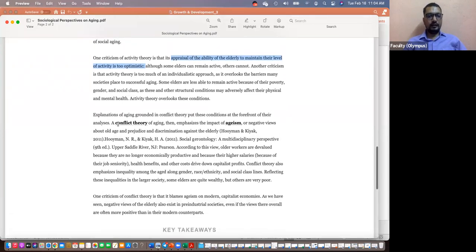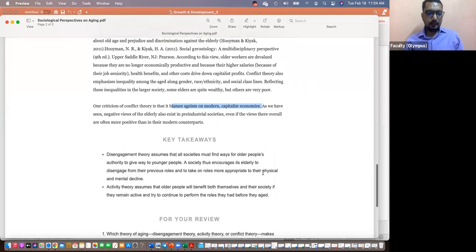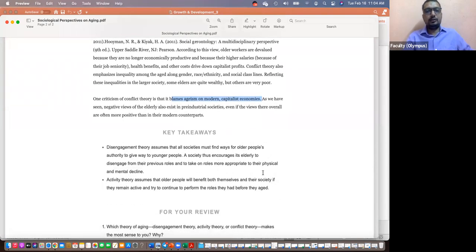Like for conflict theory, there's an age-based bias that we talked about. One criticism for conflict theory is that it blames ageism on modern capitalist economies. So we cannot blame the concept of aging and age-based discrimination where there is a practical need for that. Definitely, you can see that some of these theories touch on key aspects of participation of elderly people.